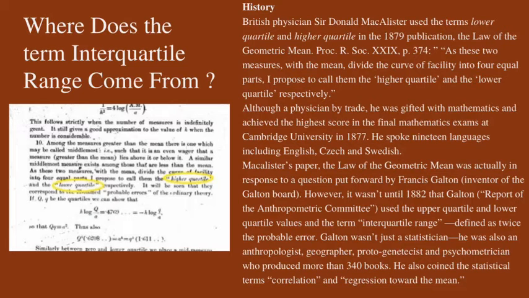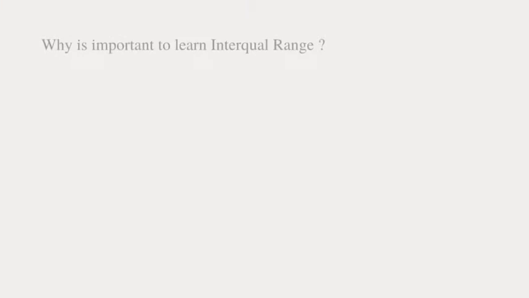Although a physician by trade, he was gifted with mathematics and achieved the highest score in the final mathematics exam at Cambridge University in 1877. He spoke 19 languages including English, Czech, and Swedish. We will move to another part. If you want to read the rest, you can pause the video.